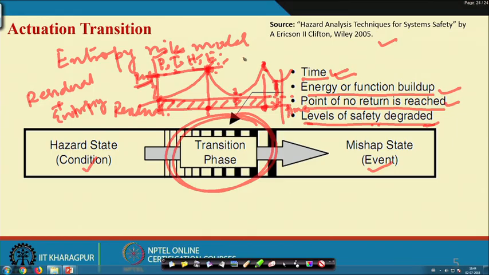This is known as the entropy risk model, and this transition phase is the process happening here. It will be our job to protect against deterioration of process, technology, human and environment, so that you do not reach the threshold risk. Okay, I hope it makes sense.